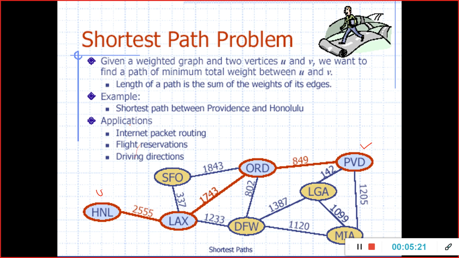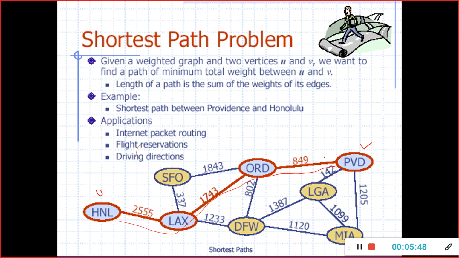This can be applied in internet packet routing, flight reservation, or driving directions. So if you're going from Honolulu to Providence or vice versa, you can say this is the shortest path. There are a lot of routes. Shortest path only considers routing theory or mobility theory.